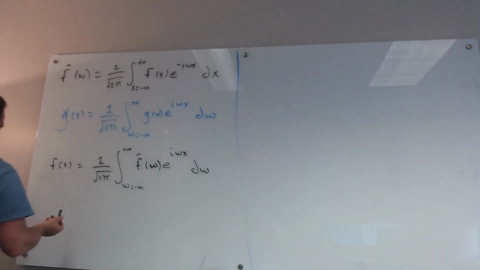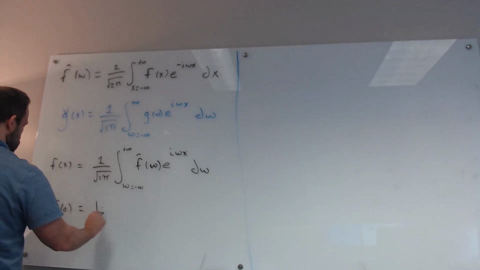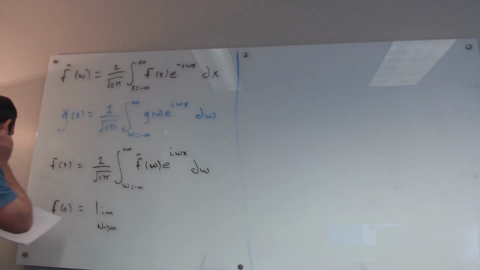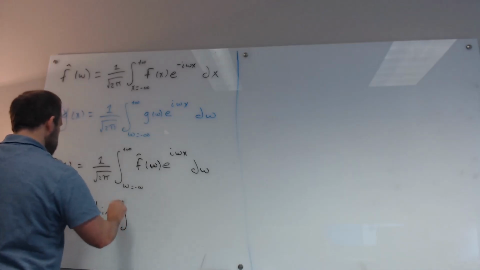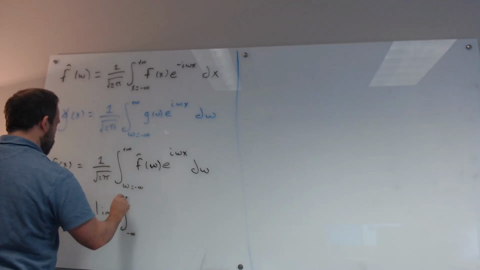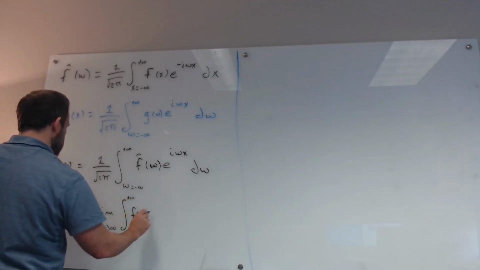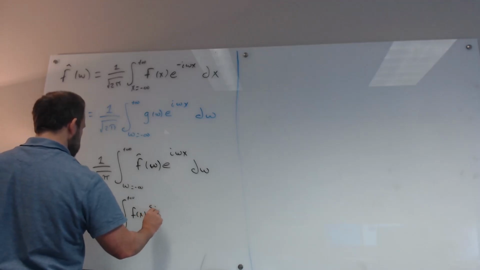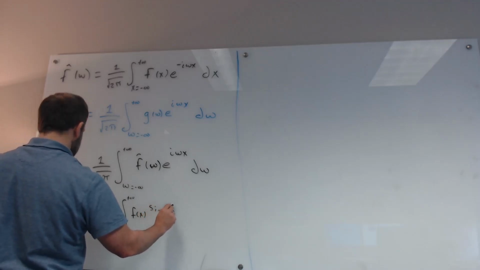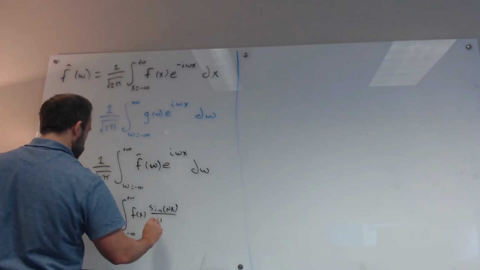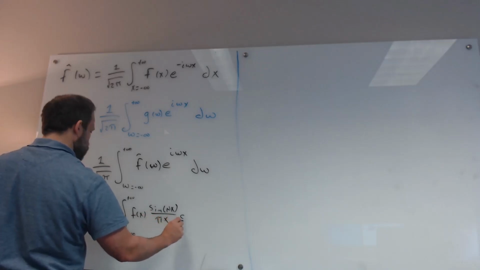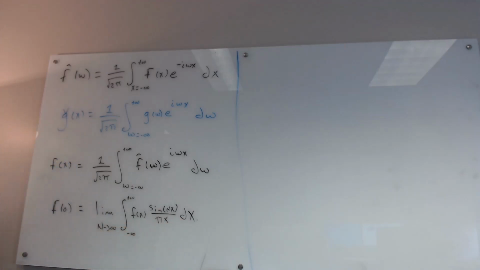Okay, so what I want to use is the following fact: f of 0 is equal to the limit as n goes to infinity of the integral going from minus infinity to positive infinity of f of x sine of nx over pi x dx.